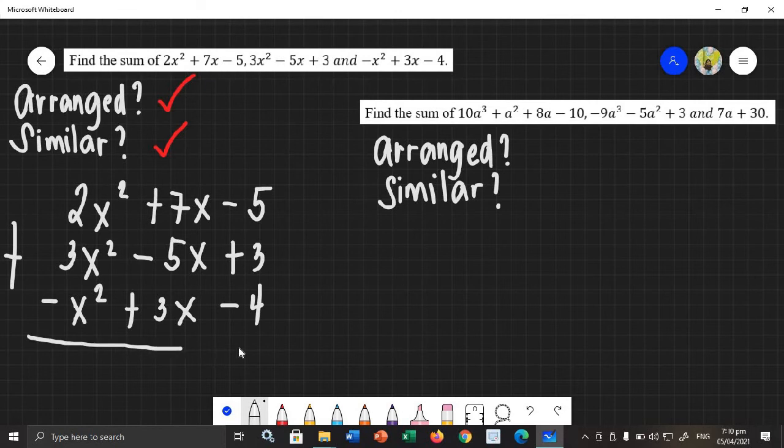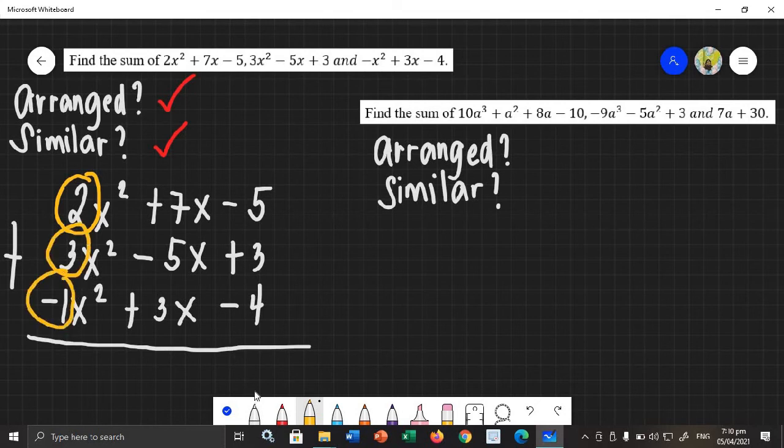So yan, tapat-tapat na yung merong mga similar literal coefficient. So, we just need to add their numerical coefficient. So, dito muna tayo sa mayroong literal coefficient na x raised to the second power. So, we need to add 2, 3, and negative 1. So, may invisible 1 dyan.